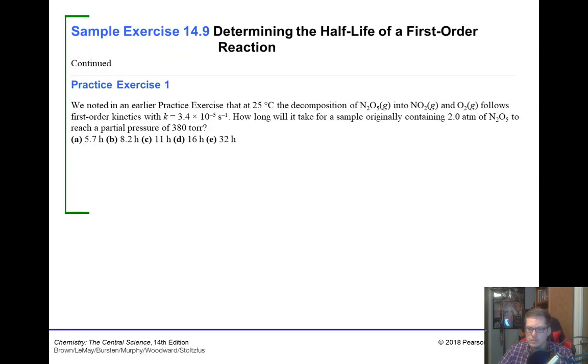Actually, let's do this. Practice exercise 1. Okay, this one is a half-life problem. So we noted in an earlier practice exercise that this reaction at 25 degrees Celsius follows first order kinetics. So that means we've got natural log of the concentration. I'm just writing down my stuff now because I'm not quite sure what I'm going to need, but it's always nice to have everything written out. And then the half-life, and I know it's a half-life because it says half-life right there, is equal to 0.693 over K. Right, 0.693, natural log of 2.